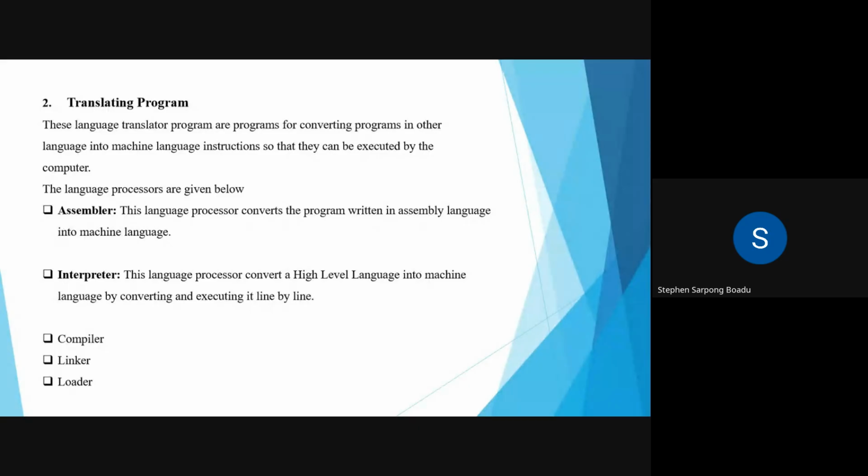And then we have the interpreter. The interpreter converts high-level language into machine language, right? I'm sure most of you have heard about some programming languages like Python, JavaScript, and those things. It is the interpreter that converts the languages that you write into what the computer will understand. We have other things like the compiler, which also works with high-level languages. It converts high-level languages like Python into machine language before it executes them. We have the linker, and then we have the loader.